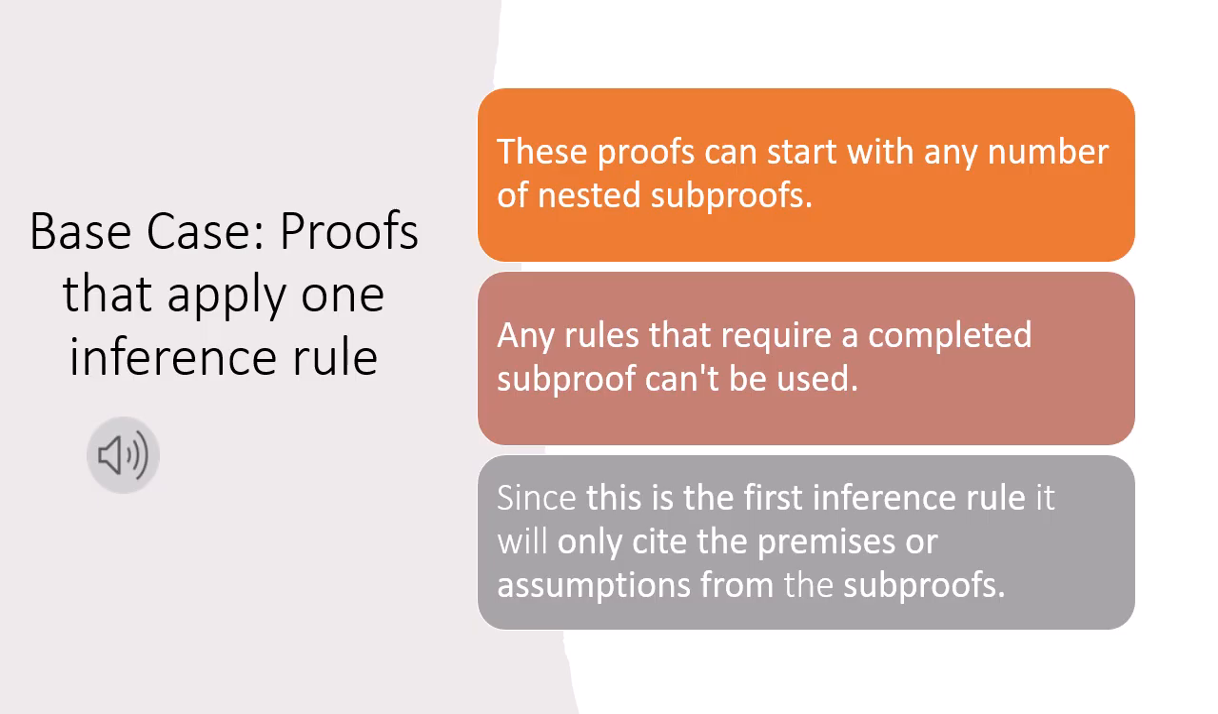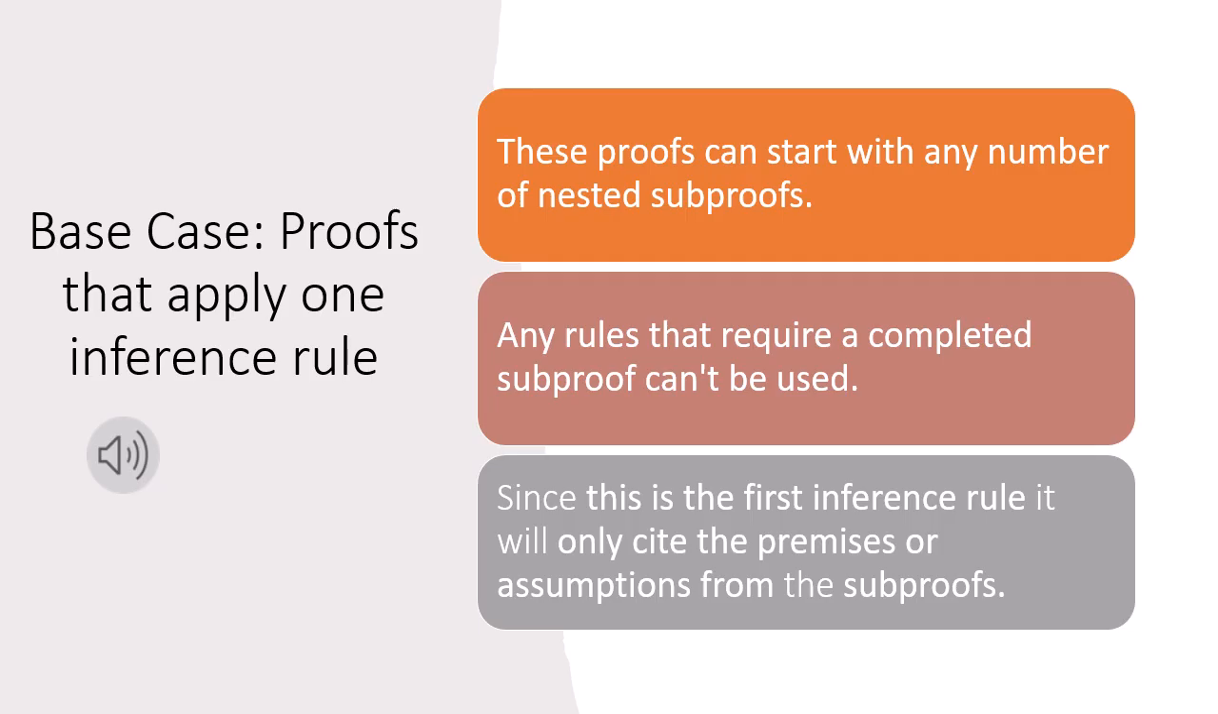So let's first argue the details of the base case. And again, in the base case, we're looking at proofs that simply apply one inference rule among the introduction and elimination rules for our truth functional connectives. Now, it turns out that if you think a little bit carefully about it, these proofs can actually start with any number of nested subproofs.